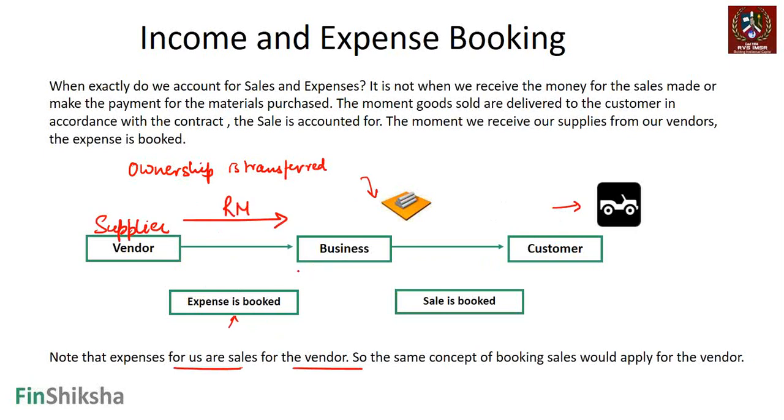So when we have expenses, that's sales for them. The same concept of booking sales would apply for them. Essentially, the moment they transfer the raw material to us, that's taken care of, right? So remember very clearly that income and expense booking happens when ownership is considered to be transferred, right? When the legal ownership of the product or service that you are selling is transferred to the customer, that's when the sale is booked. It is not necessary that the cash has come in by now. And that is what differentiates your business activity versus the cash activity.